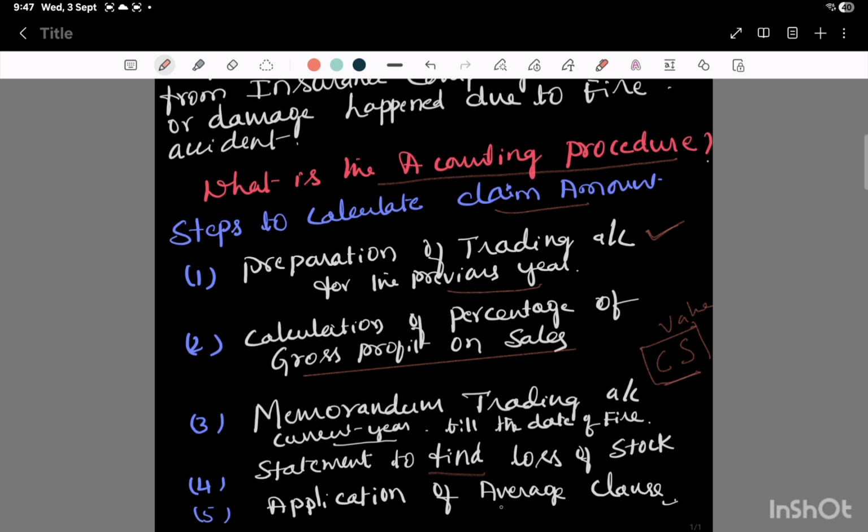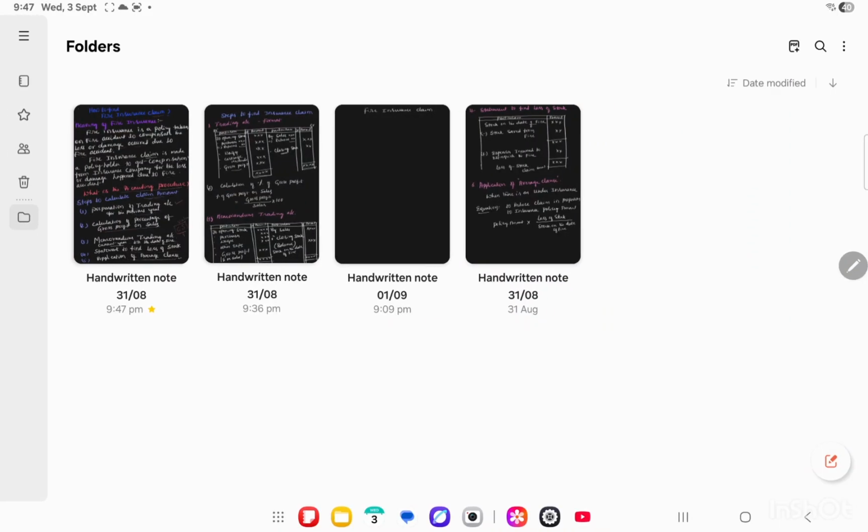And sometimes what happens, people may take the insurance policy for less than the value they have in the closing stock. When there is under insurance, the claim amount is reduced proportionately by the application of an equation, and that is called the average clause. So let us see the format of all these stages.